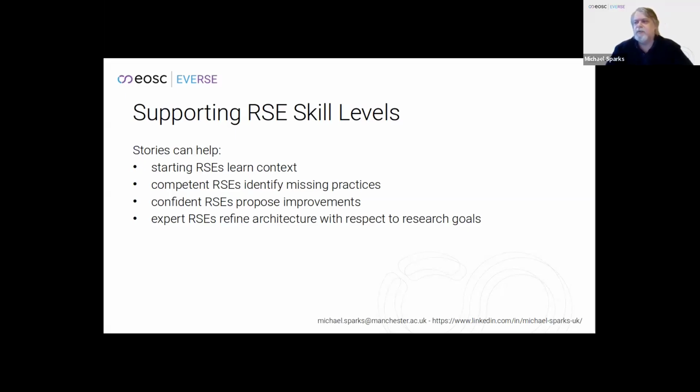Confident RSCs can propose improvements, and expert RSCs, if they're given enough information, can refine the architecture with respect to research goals. Like, this is a good way of taking advantage of this cluster of GPUs, for example. And this might be a better approach for writing this particular piece of code. But at different scales, you will have different RSC levels, and you need to be able to give them the same information. They will get different benefits from the same stories.